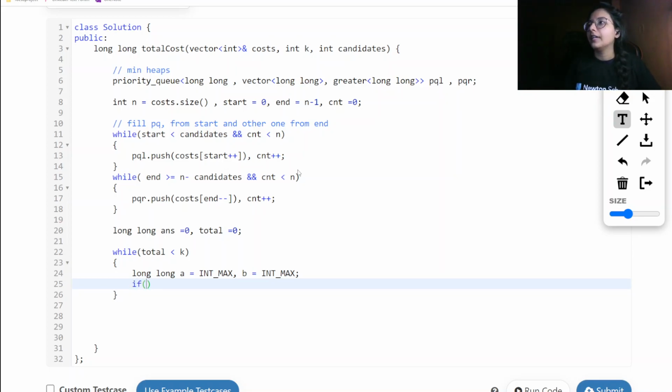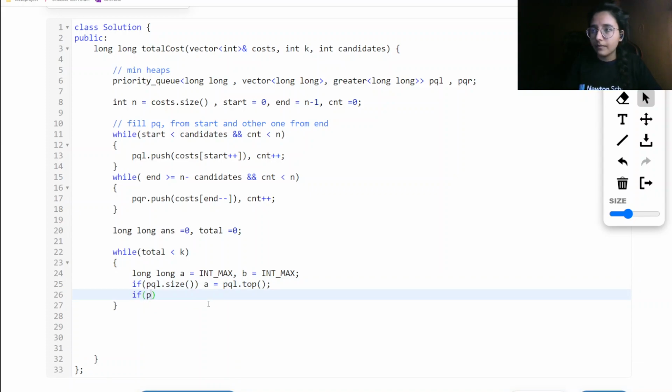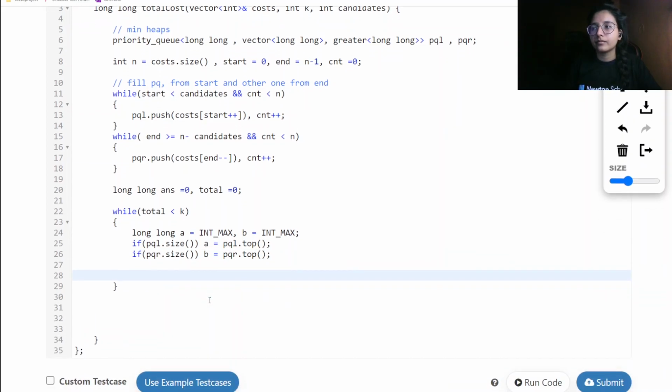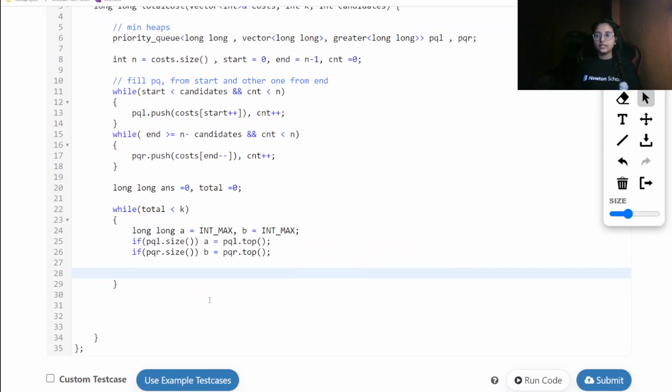Now, if this priority queue is having something, means if its size is there, then we will be picking out the top of whatever is there in that particular priority queue and keep that particular thing here. Likewise for PQR dot size, top of the priority queue. So these things would be done here.